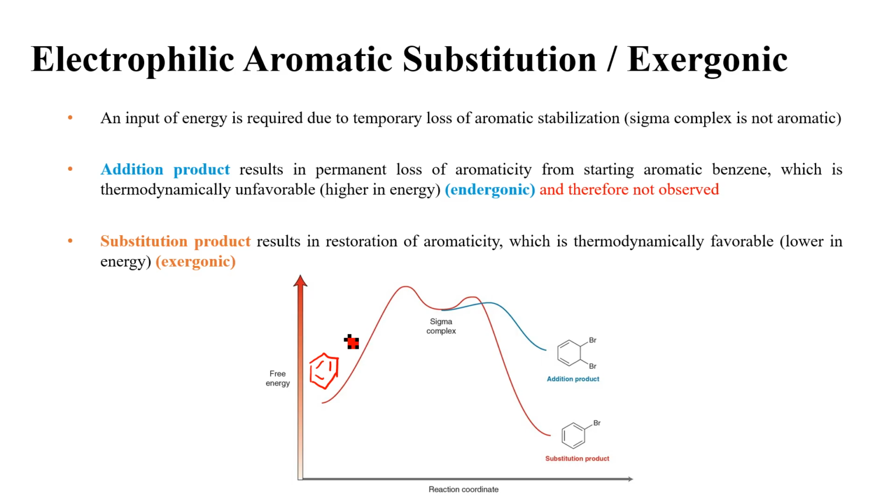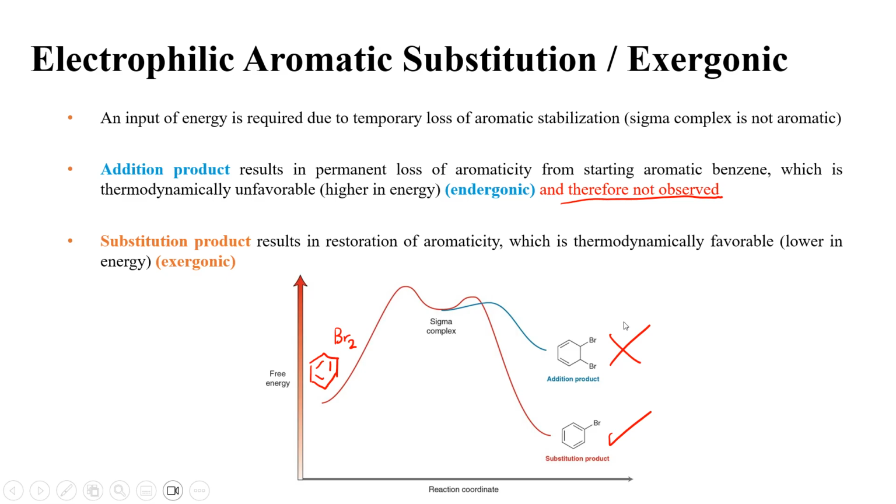right? And you got some Br2. And what's happening is, if you get your addition product, you're permanently losing aromaticity. Notice that this product is higher in energy than what you started with, which is not thermodynamically favorable. So this isn't even going to happen. This is not observed. Okay? But the substitution product restores aromaticity, right? We got the aromaticity back from doing the substitution reaction we just saw in the previous slide. And therefore, because you've restored aromaticity, this product is lower in energy than what you started with, which is thermodynamically favorable. Okay? So this is definitely going to happen.